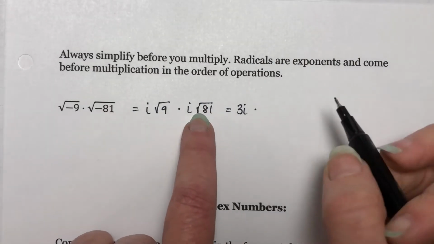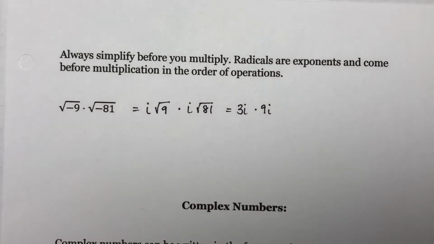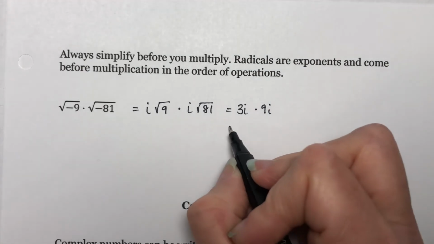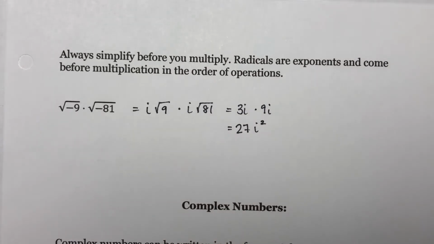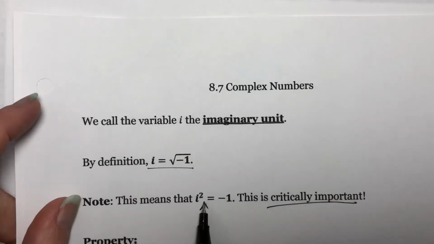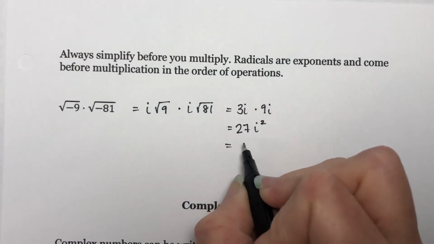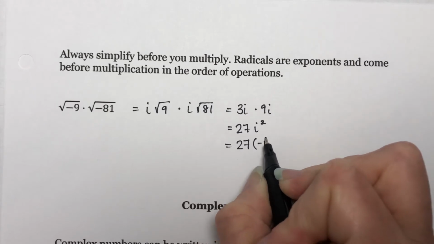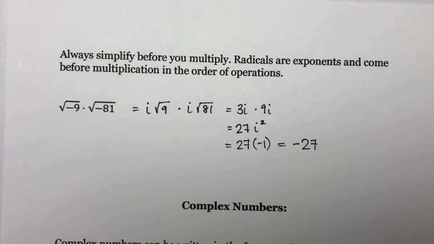Similar here, the square root of 81 is 9. So this is 9i. Okay, so let's treat this like it's a variable. 3 times 9 is 27. i times i is i squared. Now remember, from the first page, i squared is equal to -1. You need to make that substitution. So this is equivalent to 27 times -1, which is -27. And that would be our answer.